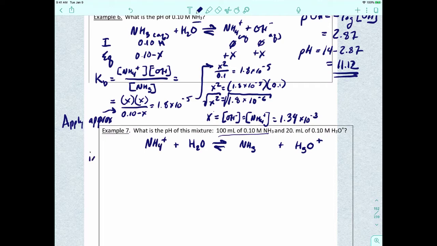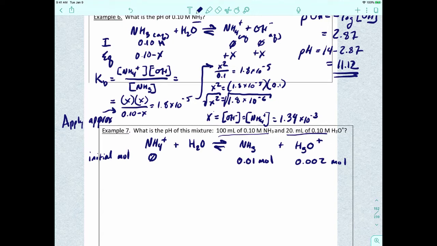Okay, so initially we have no ammonium. We need to figure out how many moles of ammonia we have, which is going to be 0.1 times 0.1. So that should give us 0.01 moles of ammonia. And then 0.02 times 0.1 should give us 0.002 moles of H3O plus. I'm converting the 20 milliliters to liters, and then multiplying that by the concentration.